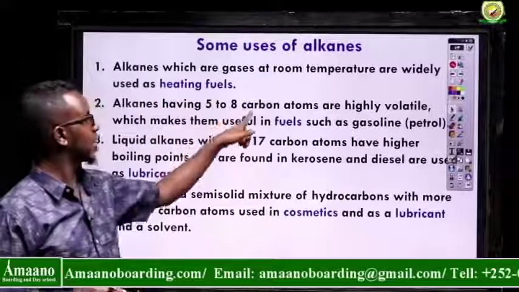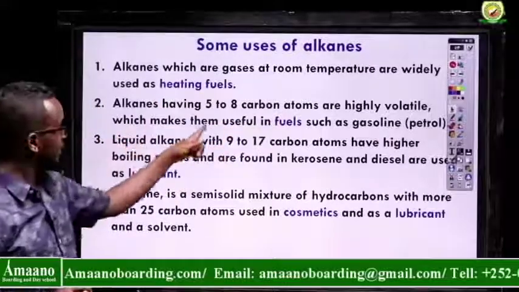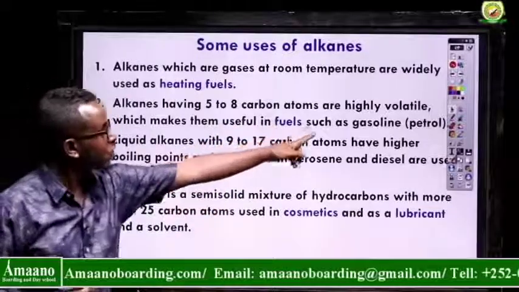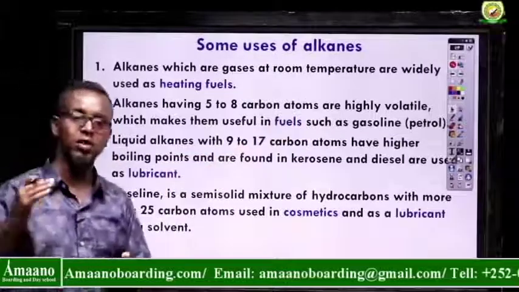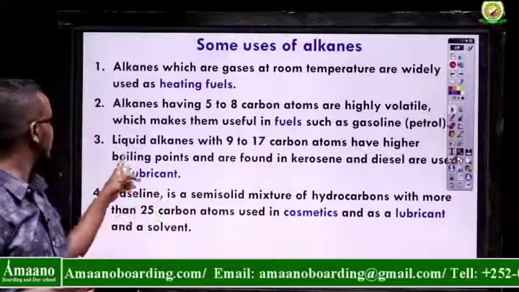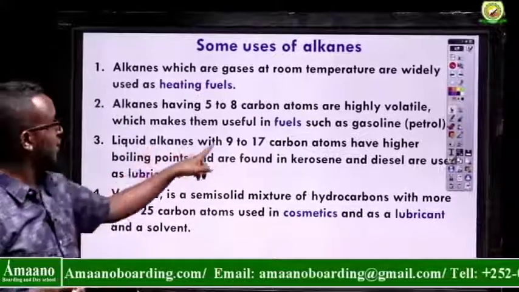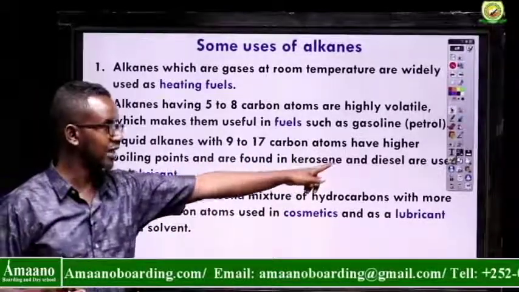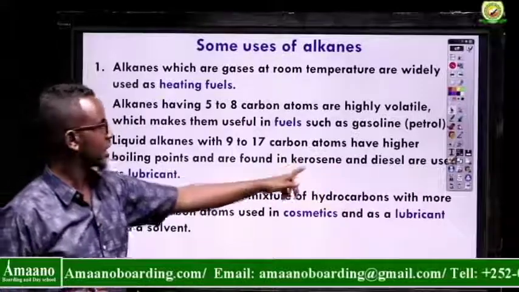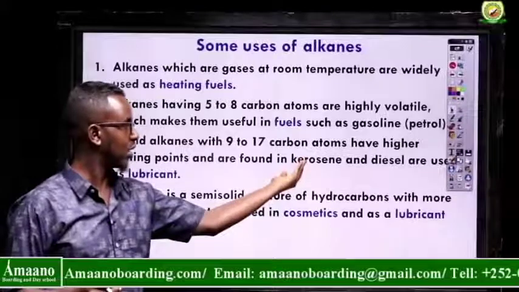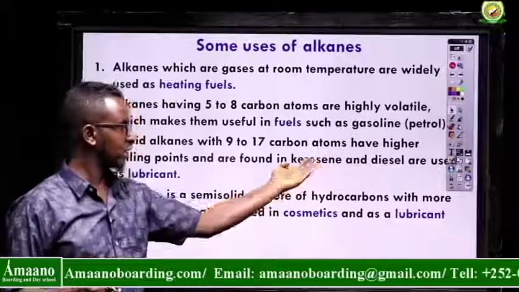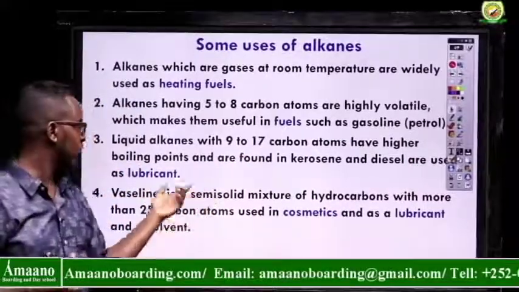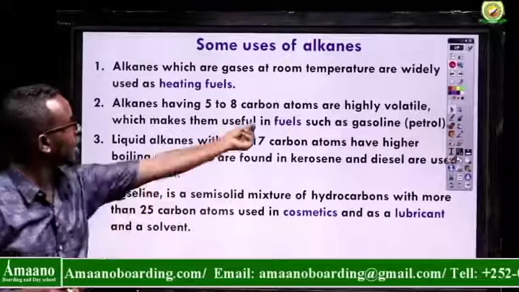Alkanes having 5 to 8 carbon atoms are highly volatile, which makes them useful as fuels, such as gasoline, petrol, and kerosene. We use these fuels in our cars and machines. Liquid alkanes with 9 to 17 carbon atoms have higher boiling points and are found in kerosene and diesel. Diesel is slightly denser than kerosene and is used as a lubricant, with a higher density than other fuels.